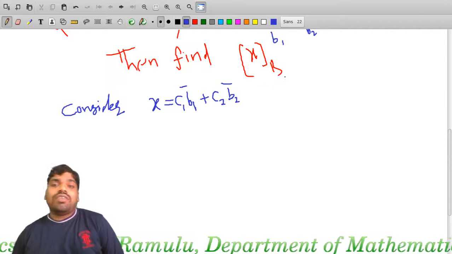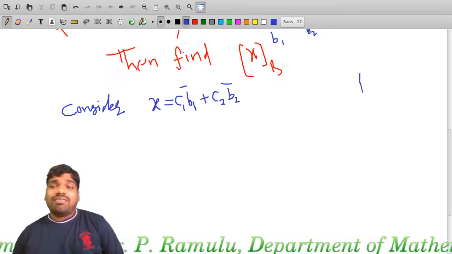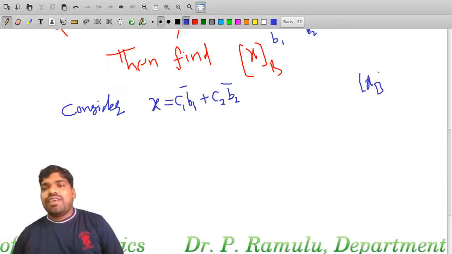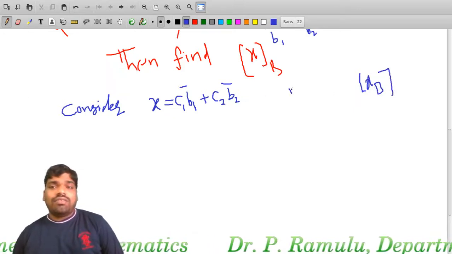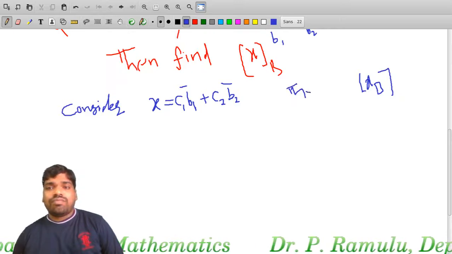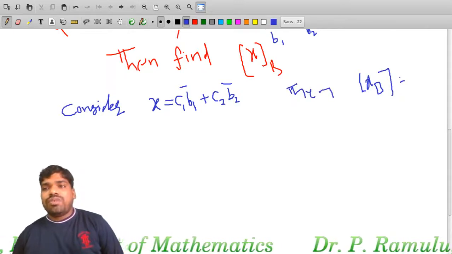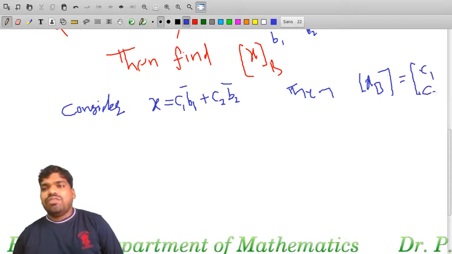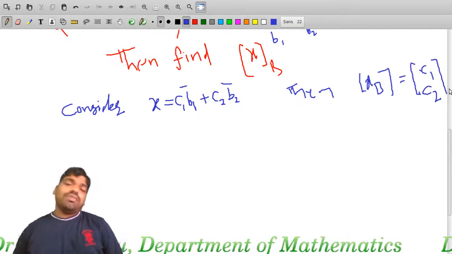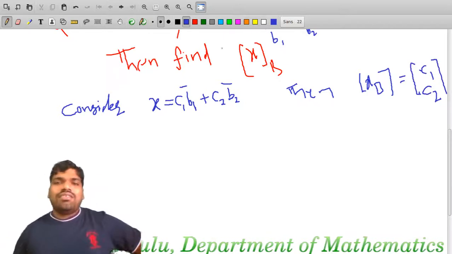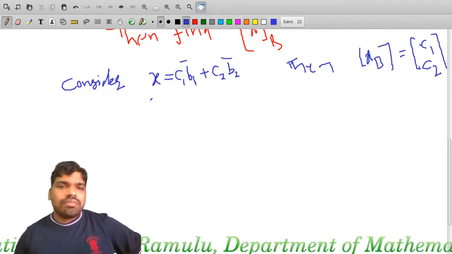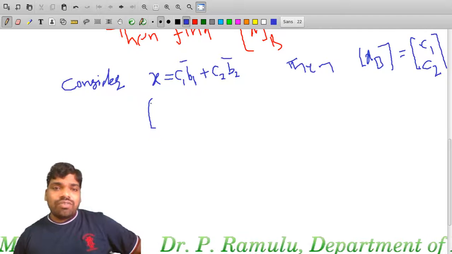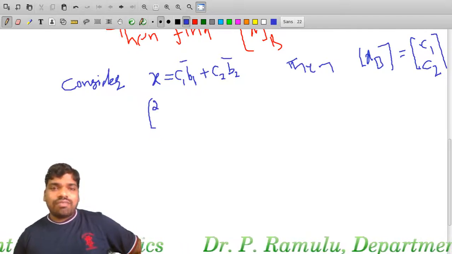Once we find c1, c2, we know that x_B is this coordinate vector matrix, that is, c1 and c2. What is x? x has been given as (2019, 2020). In place of 2020, you can take any value.